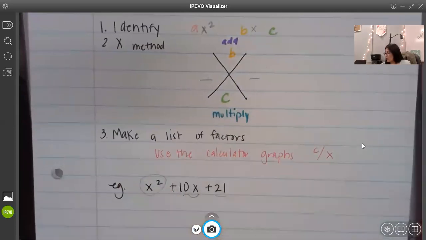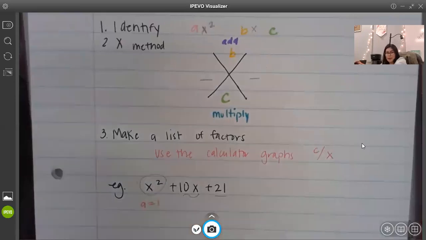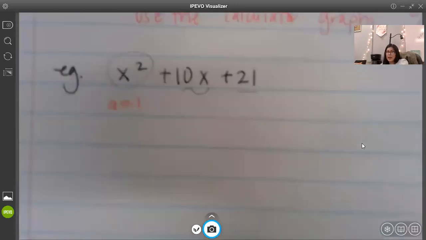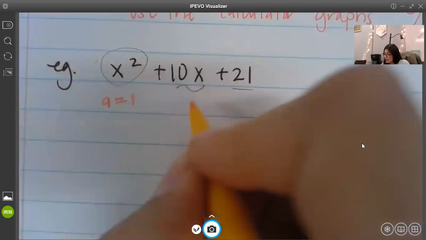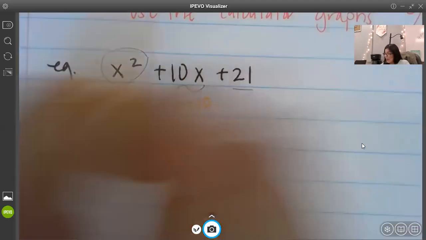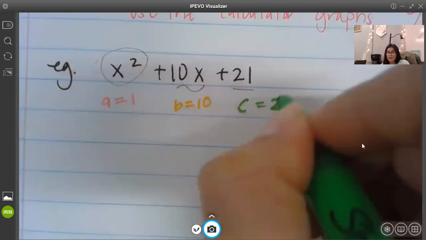For this one, my A, how many x squares do I have? I just have one x squared because I only see one. If it were 2, you would see a 2 in front. For the B, that's the one that has the x with it. The one that has the x with it is this 10. That 10 is in front, so the B is 10. And then the C is the one that you underlined, no x, so C is 21.